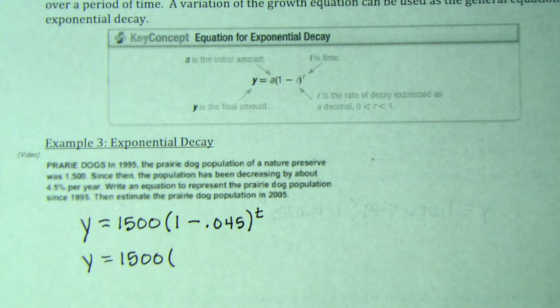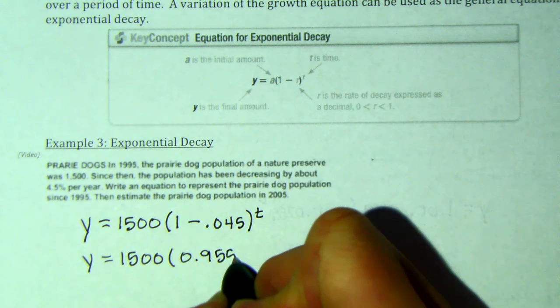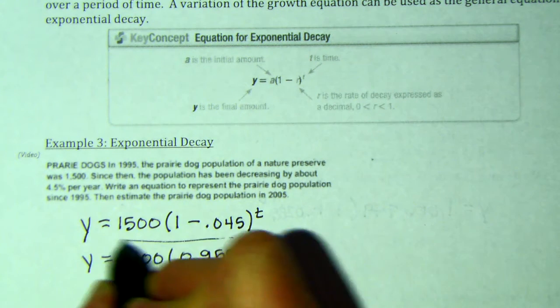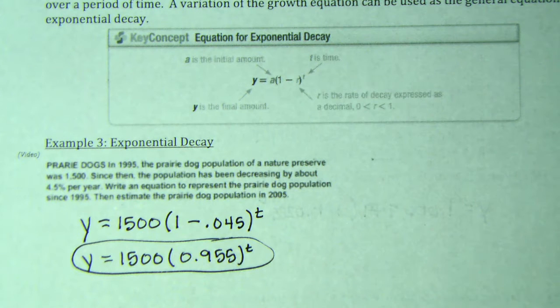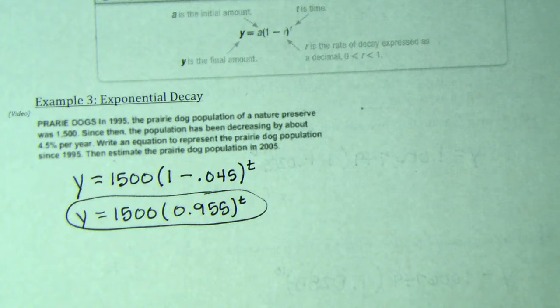Just because they asked me to write an equation to represent the situation first. So did anybody take 1 minus 0.045? Got 0.955. So there is our equation that we are going to use. Then, so write an equation. Check. Done.